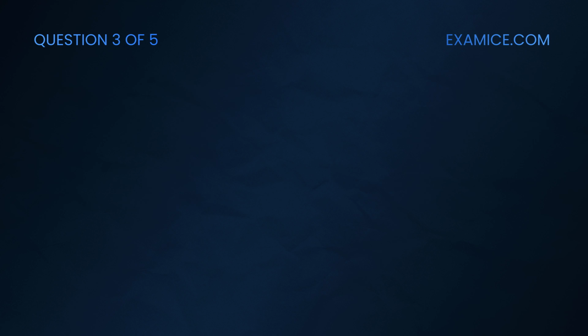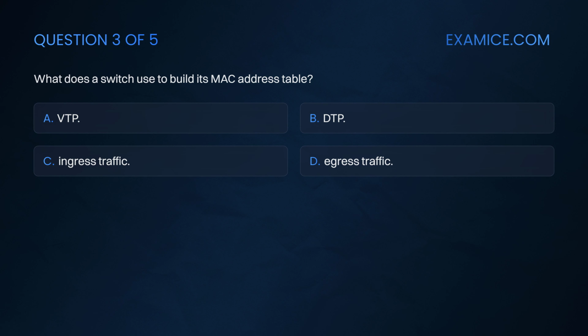Question 3. What does a switch use to build its MAC address table? Option A. VTP. Option B. DTP. Option C. Ingress traffic. Option D. Egress traffic.